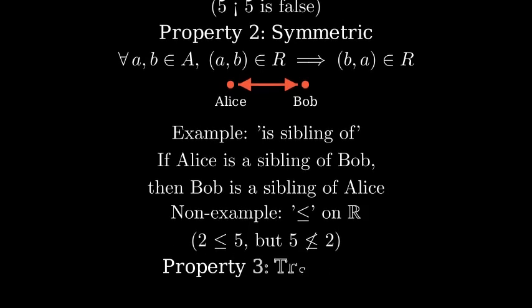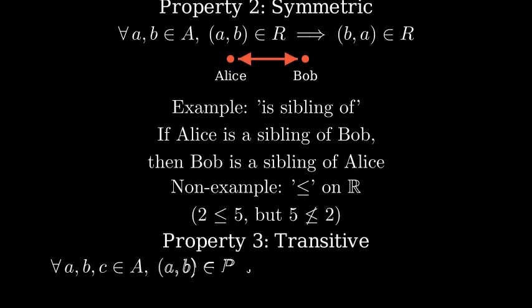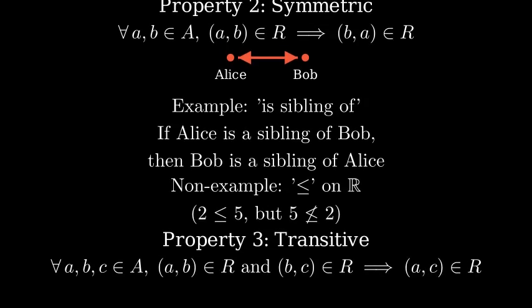The third property is transitive. A relation R is transitive if whenever a is related to b and b is related to c, then a is related to c. Mathematically, for all a, b, and c in A, if the ordered pair (a, b) is in R and the ordered pair (b, c) is in R, then the ordered pair (a, c) is in R.